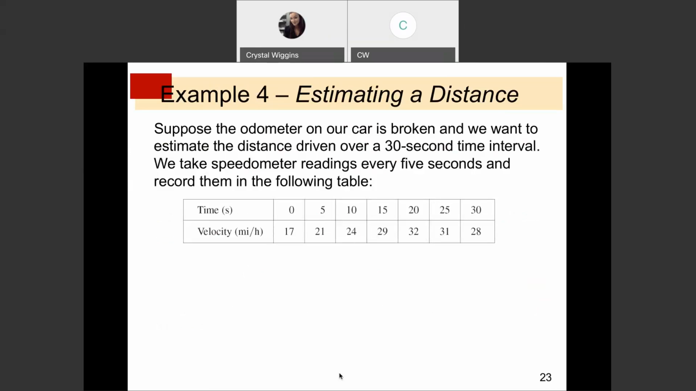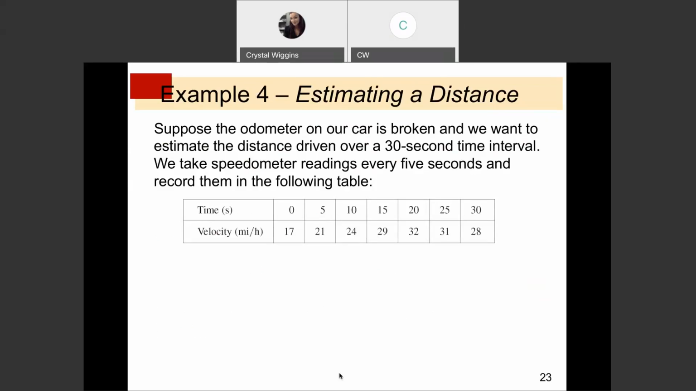Let's suppose the odometer on our car is broken and we want to estimate the distance that we drove over a 30-second time interval. Okay, we take speedometer readings every 5 seconds and record them as follows. So because our cars are not in Europe, our velocity is going to be in miles per hour, and we are counting in seconds.